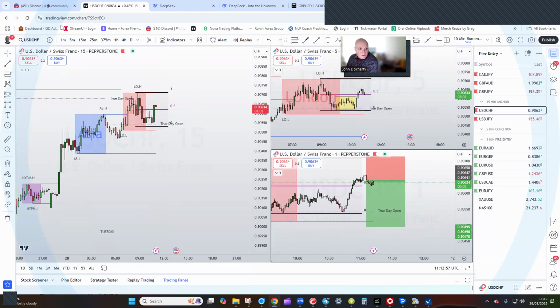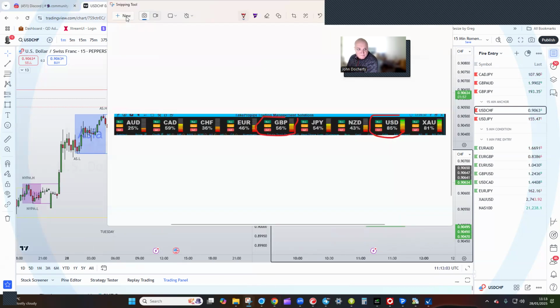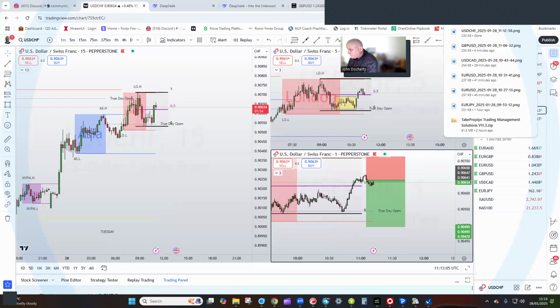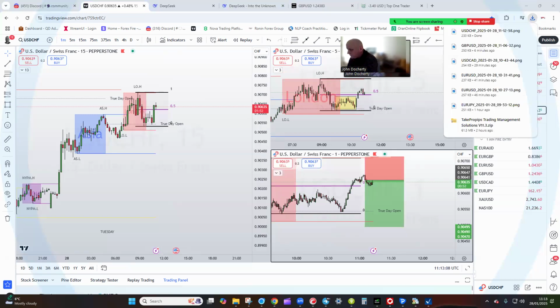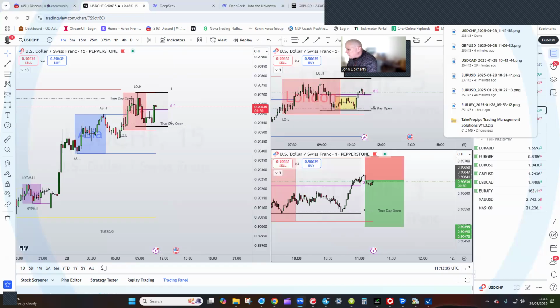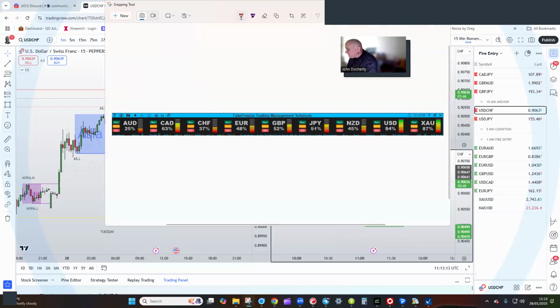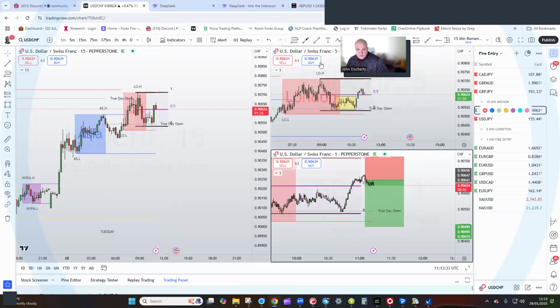Again, we do the chart currency strength. USD Swiss franc. USD. There's the Swiss franc. We are looking for a sell. So again, the currency strength is against us. The mechanics is there. We're going to share it.